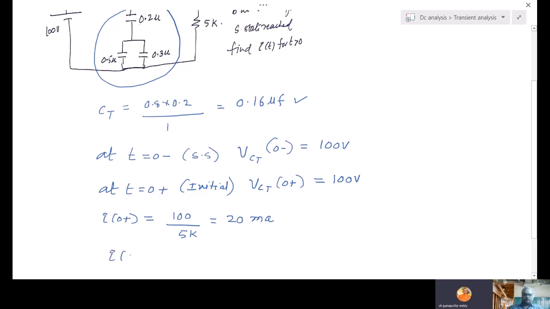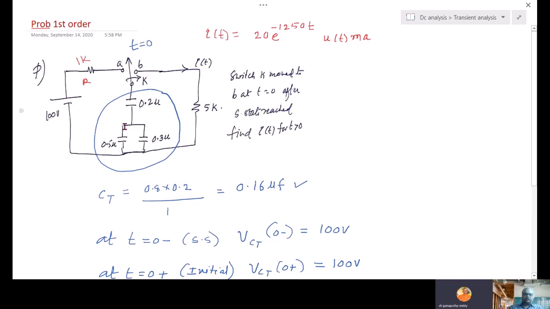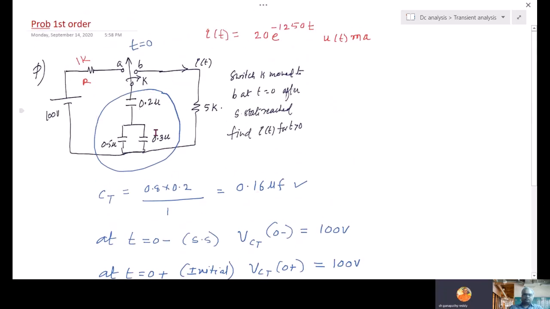Then what is the final current after the capacitor is fully discharged? 0. So it is like when the switch is connected to A, mobile phone charging. When the switch is connected to B, mobile phone battery discharging. So charging and discharging. At t equal to infinite, what is the current? 0. After the capacitor is fully discharged, final current is 0. It is a first order. Even though we have so many capacitors, all of them we are combining into a single capacitor. Therefore, it is a first order.